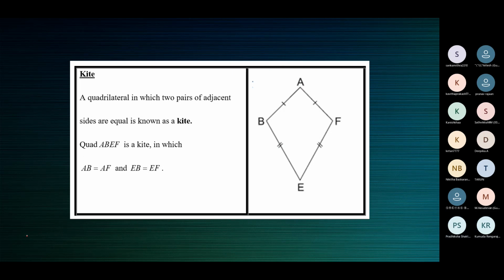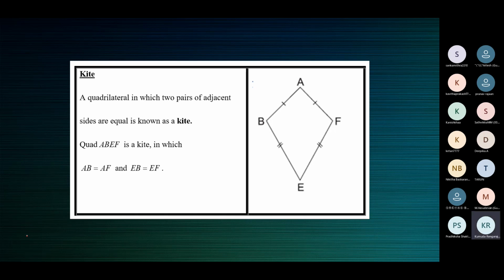Now here you see a quadrilateral ABEF. Now we call this a kite. Why do we? It's a special quadrilateral because it has a special property. That property is that the adjacent sides AB and AF are equal, and the other pair of adjacent sides BE and FE are equal. But no pair of opposite sides is parallel. AB is not parallel to FE. AF is not parallel to BE. That's why it's not a trapezium.